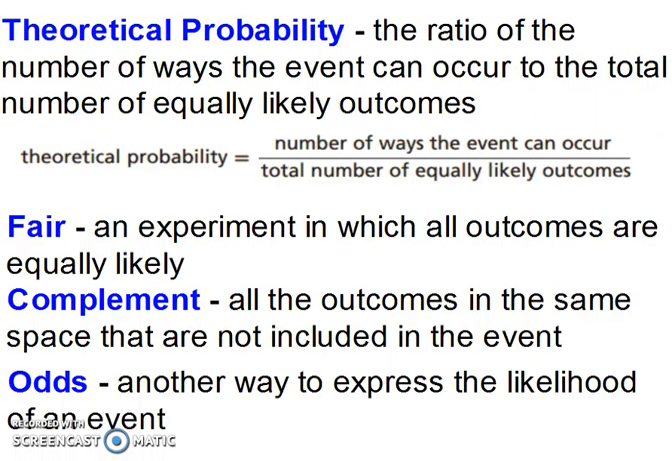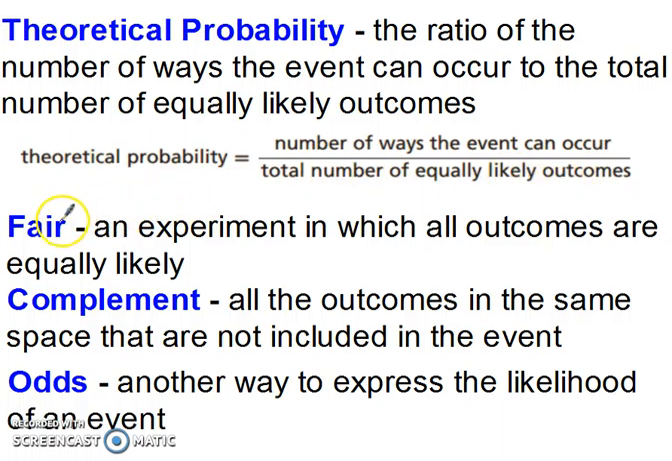Let's look at some more vocabulary. Theoretical probability. The ratio of the number of ways the event can occur to the total number of equally likely outcomes. So this is slightly different than experimental probability. The number of ways the event can occur over the total number of equally likely outcomes.